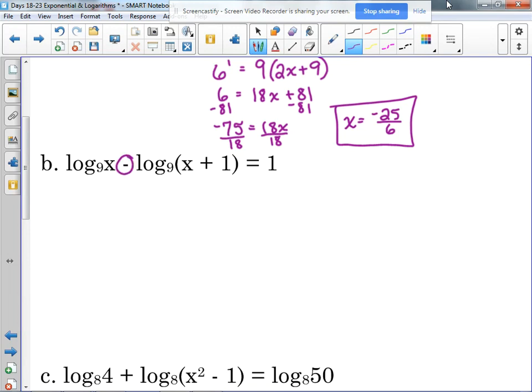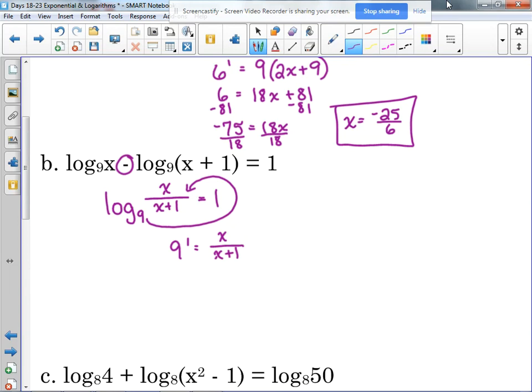So since this one is subtraction, that is our quotient property. Whatever comes first goes in the numerator, whatever comes second goes in the denominator. So we've got log base 9 of x over x plus 1 is equal to 1. Now we're right back at case 2. Logs by itself, variables inside the log. Only way to get it out is to change forms. Put it in exponential form. 9 to the first is equal to x over x plus 1.